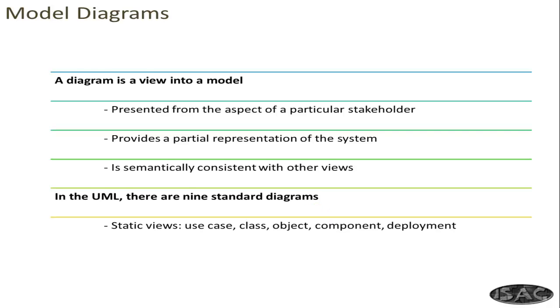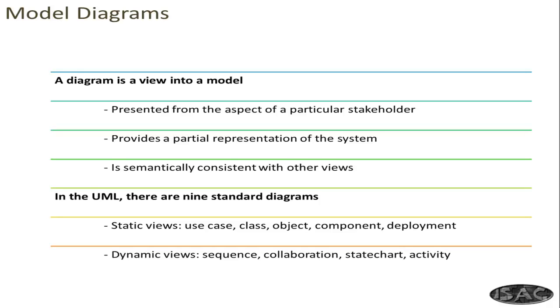Static views: use case, class, object, component, deployment. Dynamic views: sequence, collaboration, state chart and activity. So just remember that these are the 9 standard diagrams: use case, class, object, component, deployment. These are all static views. Okay, static views, and these are the dynamic views.